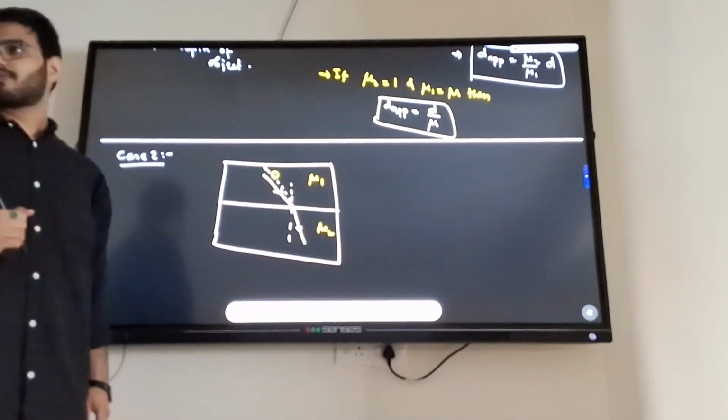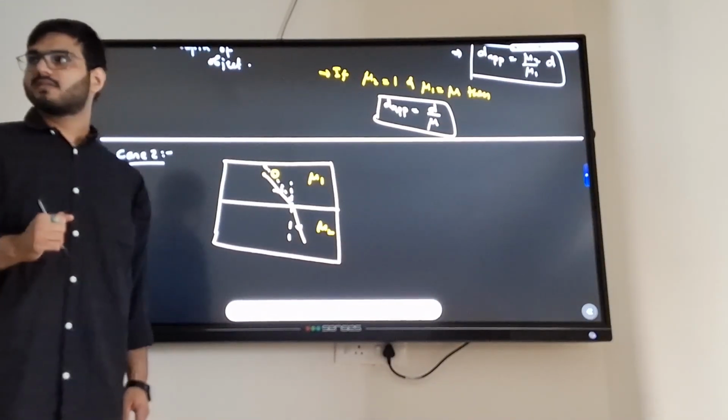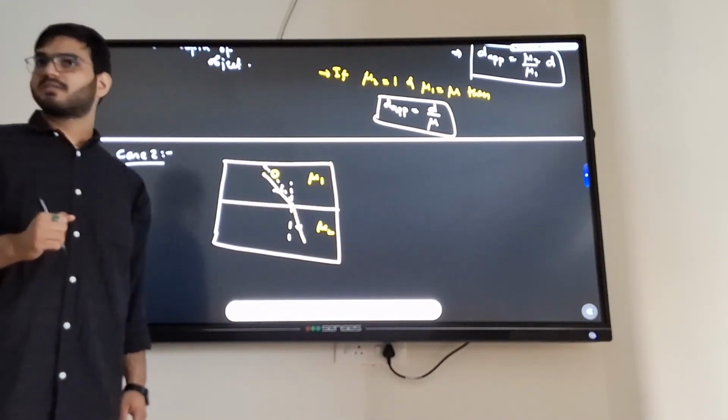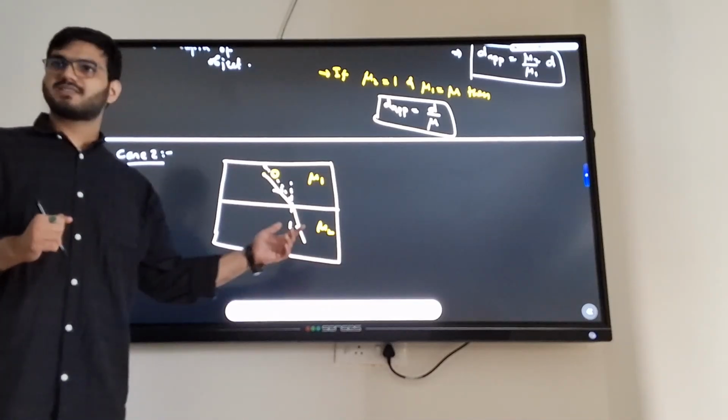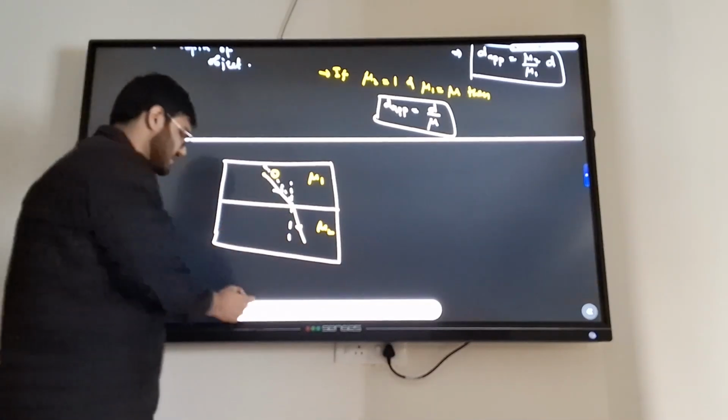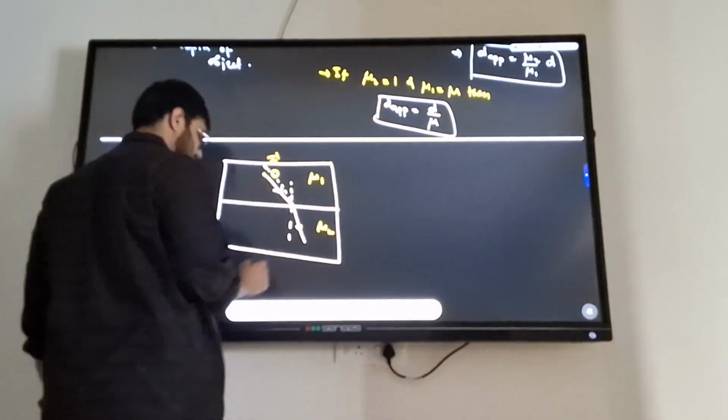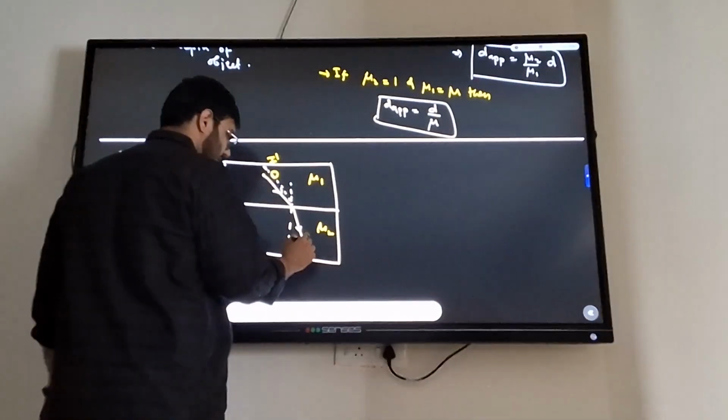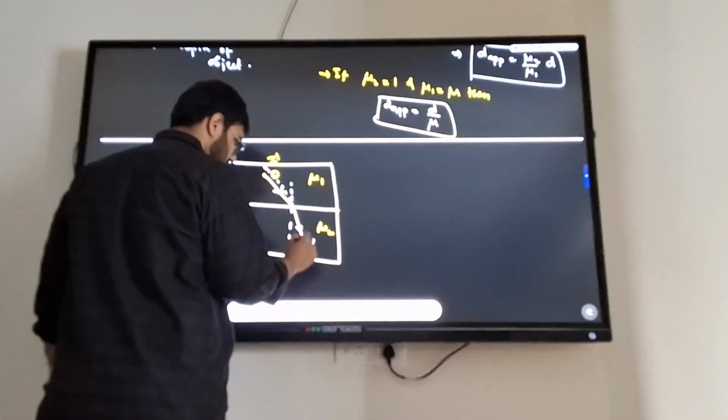What will be the nature of this image? It's a virtual image. Just say it like that. It's a virtual image, I dash. And this is where my person is viewing.